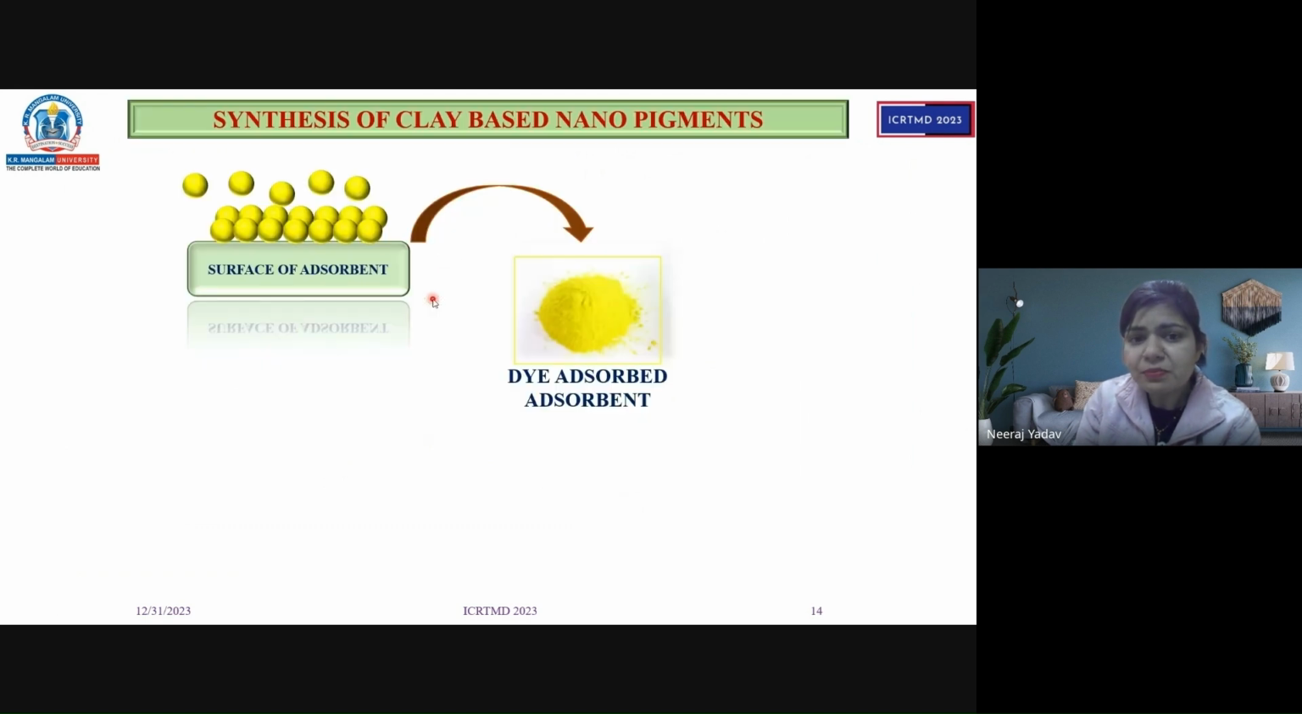So in most papers, what we found is that by using a suitable adsorbent, the dyes are removed from the water bodies, but in these papers only adsorption and desorption processes are explained.